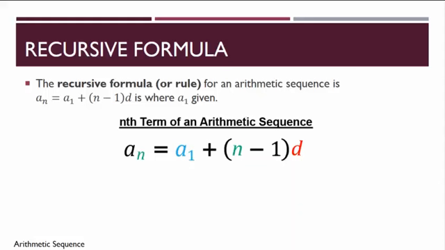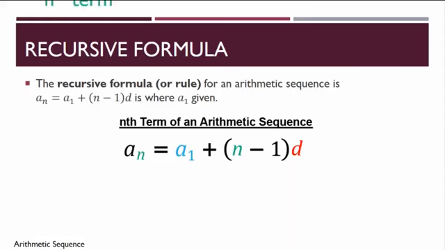Obviously, I'm not going to be doing plus 2 a million times, or however many I need to get to the next one. What I'm going to do is take a formula and apply that formula to find the term I'm looking for. So the nth term of an arithmetic sequence is this formula: a_n equals a_1 plus, parentheses, n minus 1 times d.